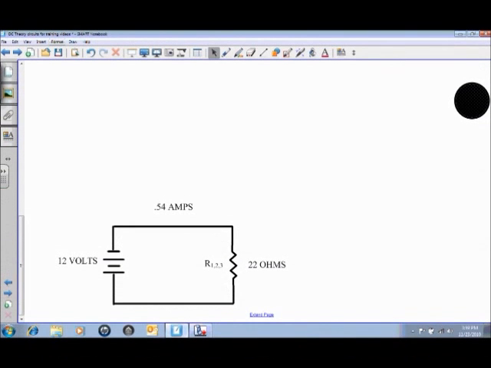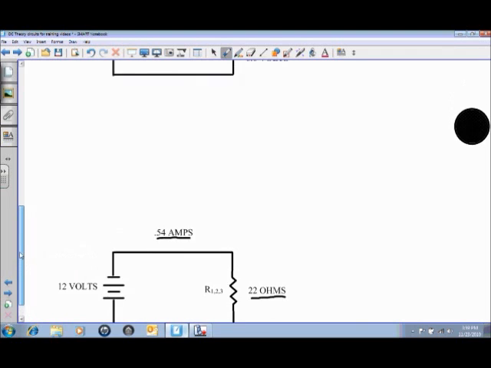In this demonstration, we're going to be discussing calculating power in a DC combination circuit. At this point in the circuit, we have all of our totals. We have calculated the total resistance at 22 ohms. We've calculated the total current flow at 0.54 amps, and we were given the source voltage of 12 volts.